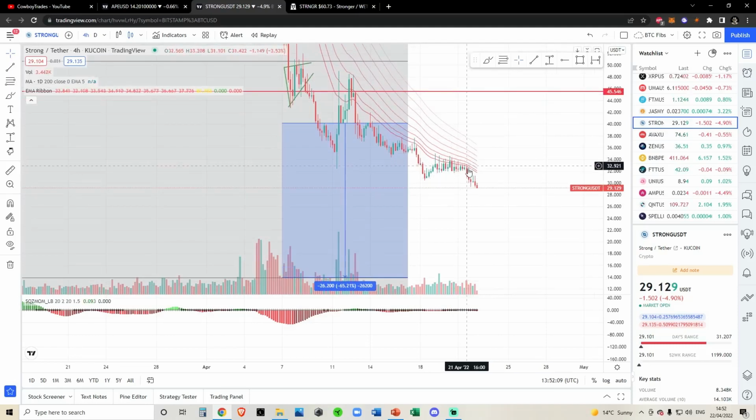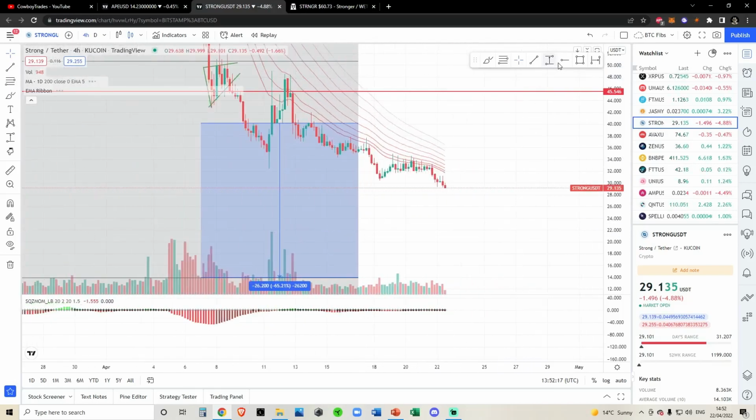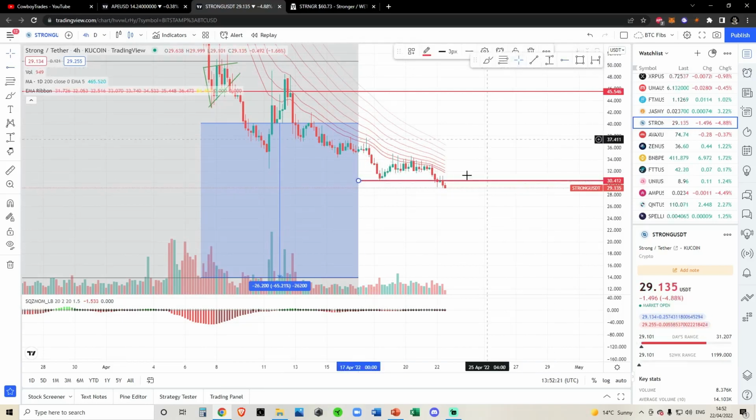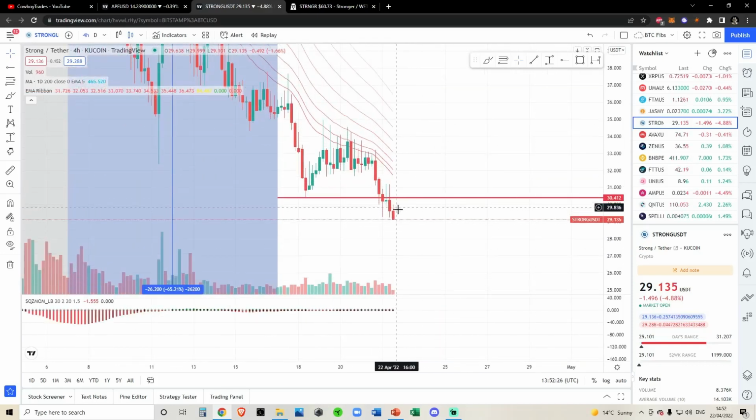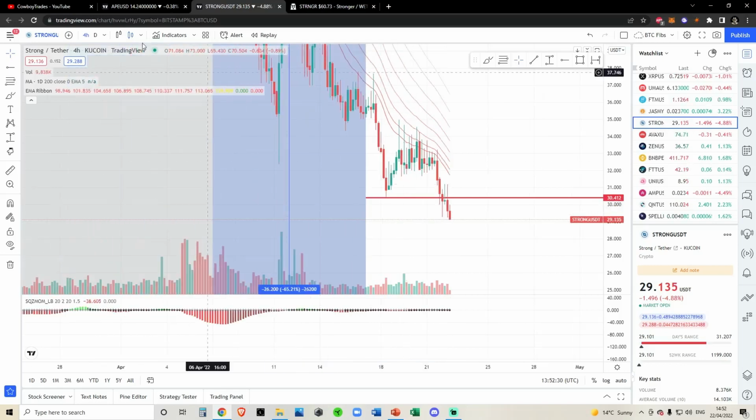We keep on coming back into these 4-hourly EMAs. We only recently had a back test of them a couple of hours ago, so I've got to assume another move is underway. As you can see, the previous low was here at $30. We have recently taken it out with a 4-hourly candle. If we come over to the 4-hourly and zoom right in, you can see we tried to retest this a few times and got rejected every single time.